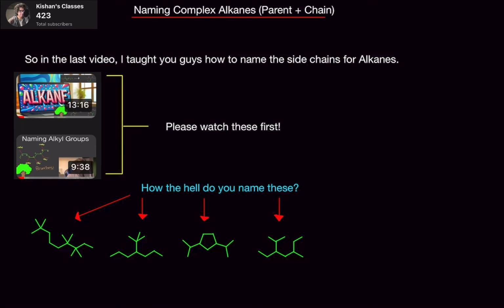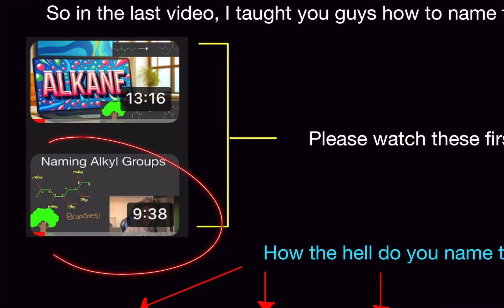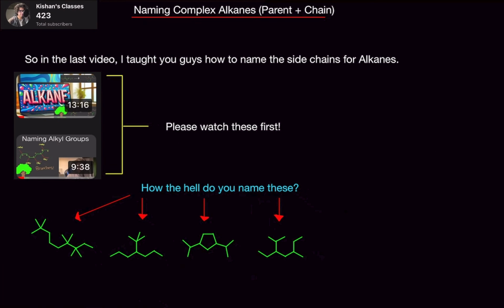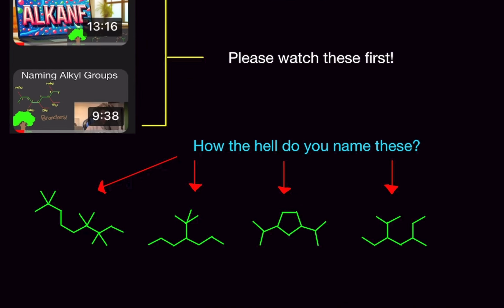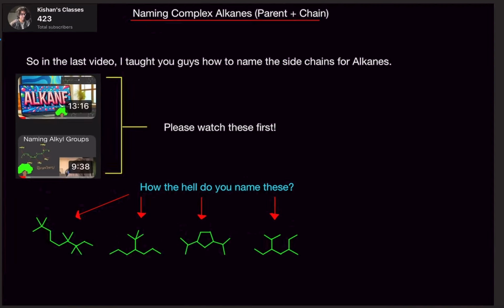Alright, welcome back. In this video, we're going to go over naming complex alkanes. In the last video, I taught you guys how to name the side chains for alkanes. We went over the parent chain and naming the side chain groups. So please watch those videos before watching this one, because this basically puts everything together. So how do you actually name these compounds at the bottom? That's what I'm going to teach you in this video.